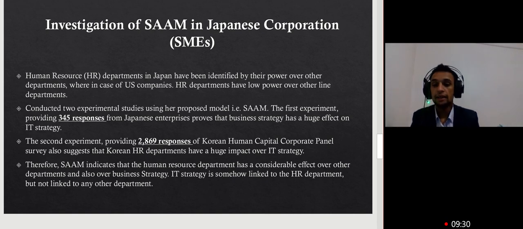Therefore, the SAAM structure alignment model indicates the human resources department has a considerable effect over the department and over the business strategy as well. So IT strategy is somehow linked to the HR department but not linked to any other department. Yes, it's completely true.